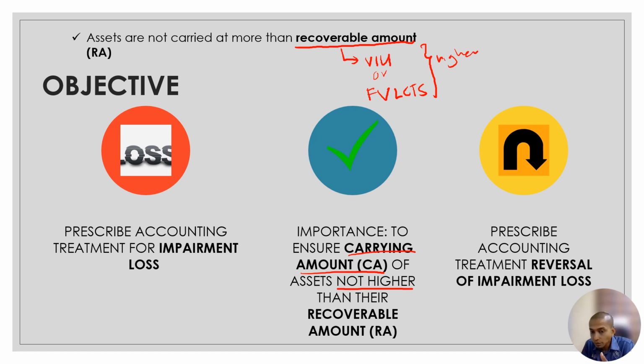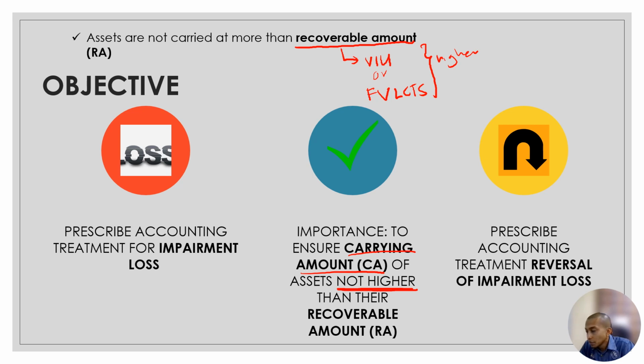We need to make sure our cost, and the recoverable amount is the way for us to recover back the cost, right? So if the recoverable amount is less, something is not right, am I right? That's why the carrying amount must not be higher than the recoverable amount. This we need to make sure.